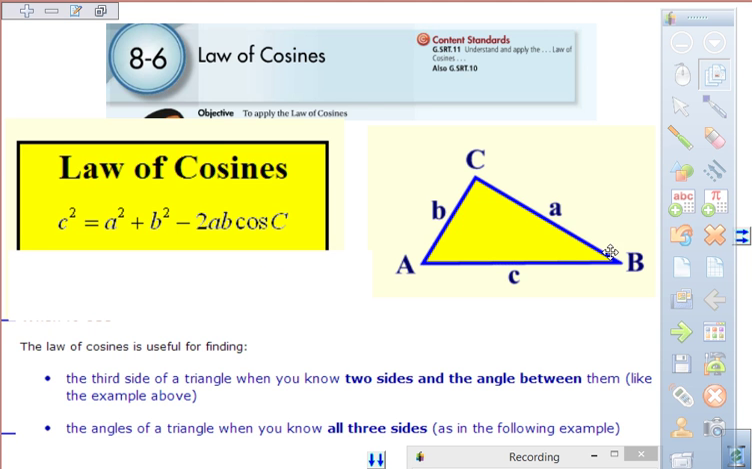And notice the triangle in the picture is not a right triangle, so the law of cosines will work on any triangle. The law of cosines is useful for finding the third side of a triangle when you know 2 sides and the angle between them. So it has to be an included angle. It is also useful for finding angles of a triangle when you know all 3 sides. So let's look at some of these examples.